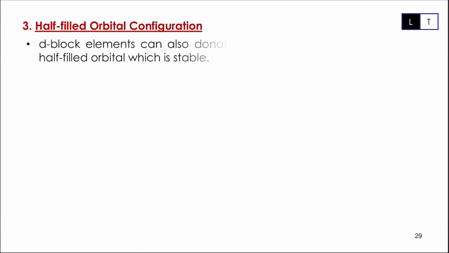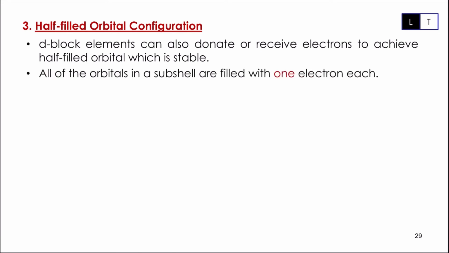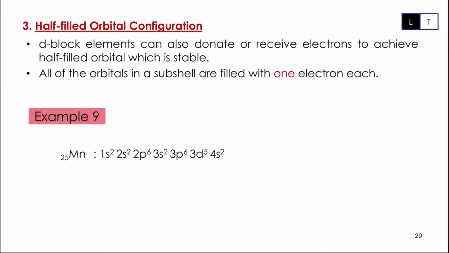Next, we go for half-filled orbital configuration. Usually, this stability is only applicable for d-block elements, because d-block elements can donate or receive electrons to achieve a half-filled orbital, which is more stable. Hence, all the orbitals in the subshell are filled with one electron each. For example, I have manganese with 25 electrons, so I get this electronic configuration. The last filled electron is in the 3d orbital. Please remember you follow the Aufbau principle, 4s first and 3d after.